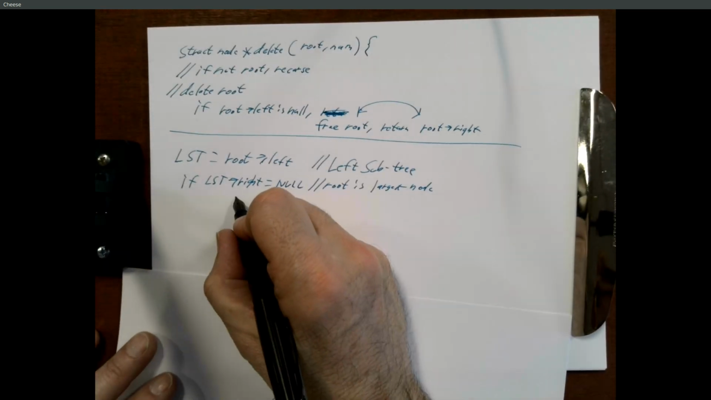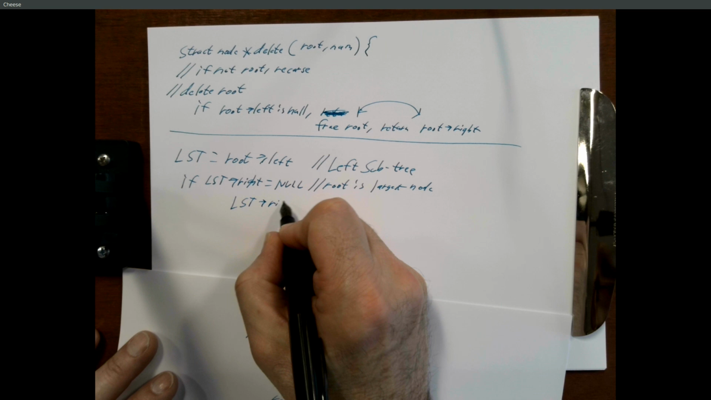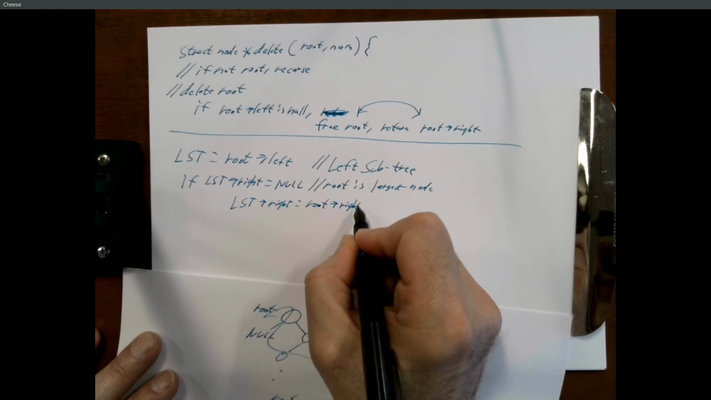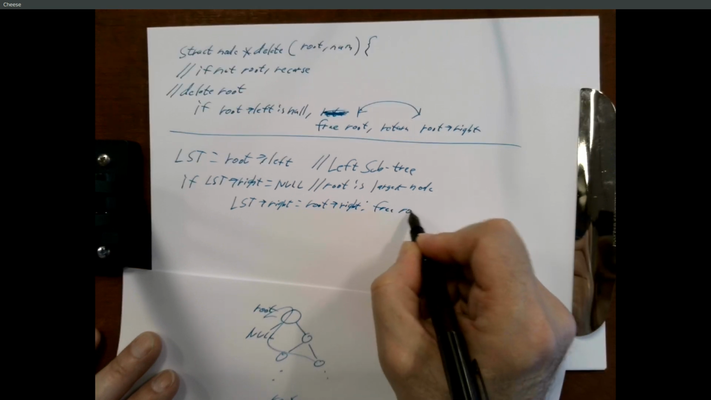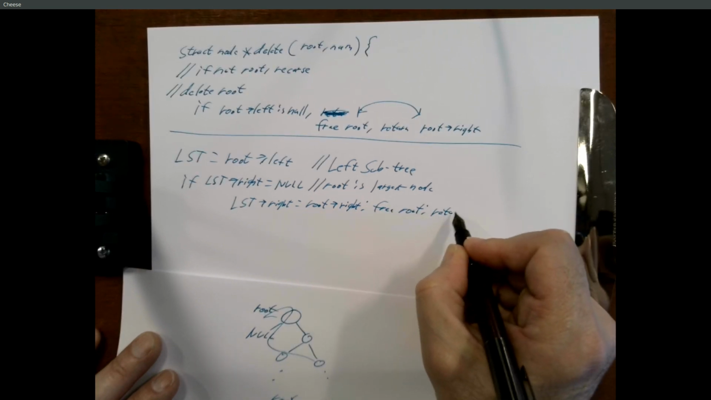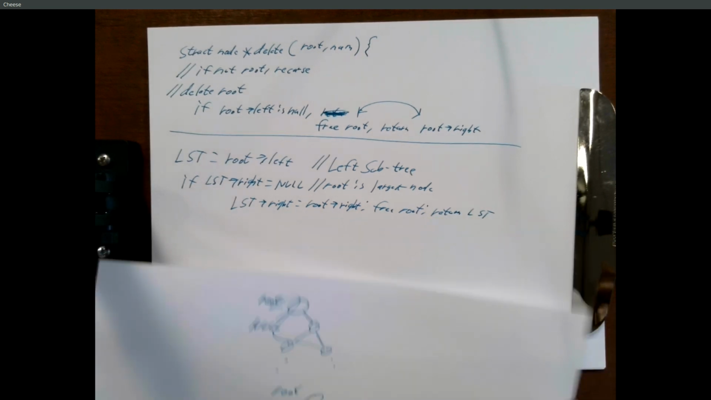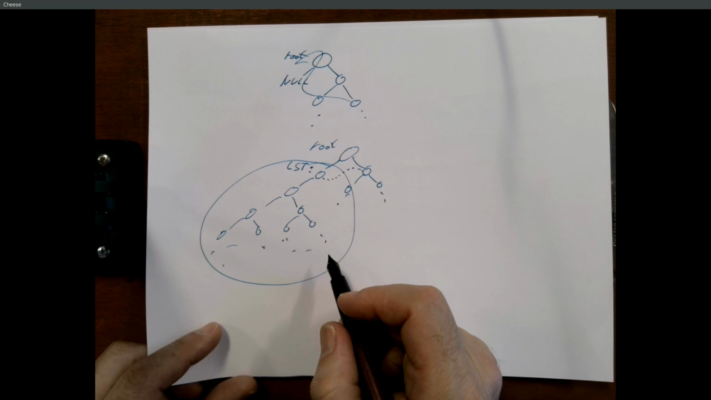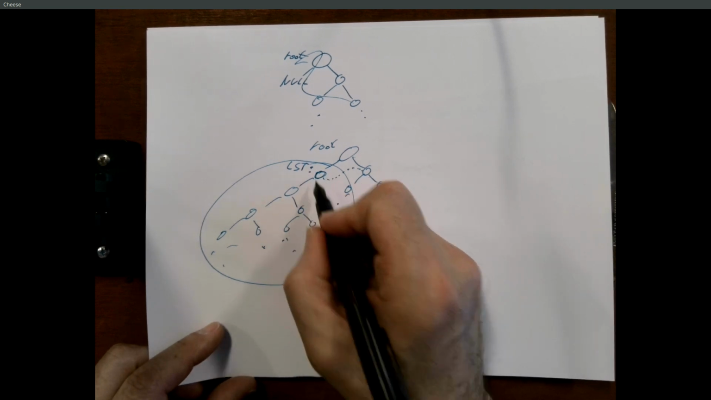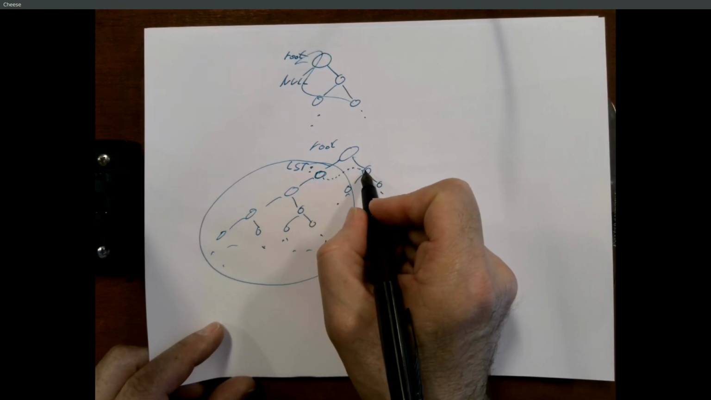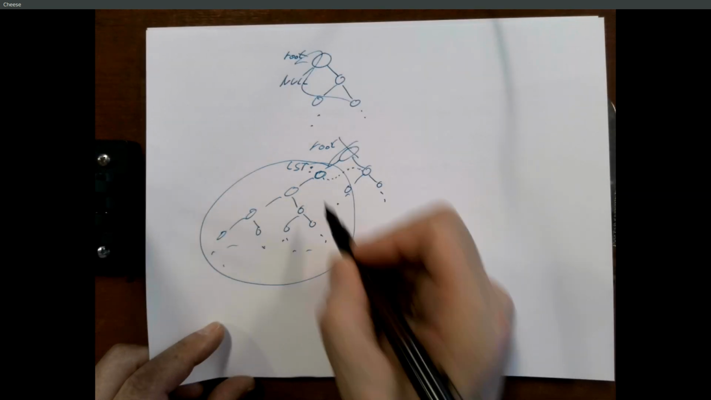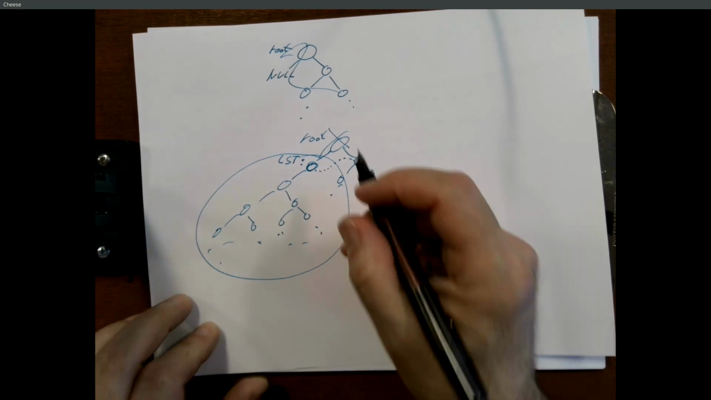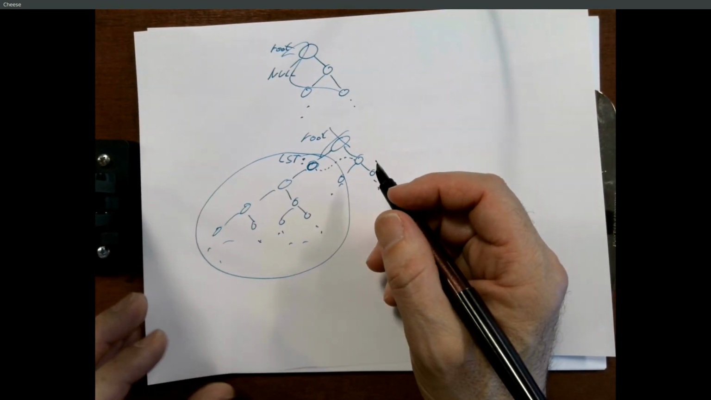So LST right equals root right, and then free root, and then return LST. So if this is our left subtree, and there's nothing to the right of the root, have the root pick up the old root's right child, release the old root, and then return this as the new root. So we're basically just shifting all of this up to take the place of the root.